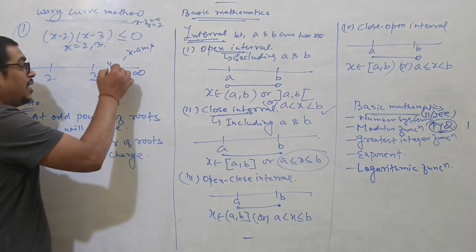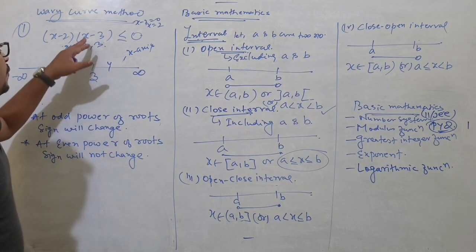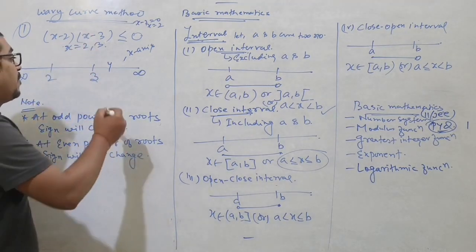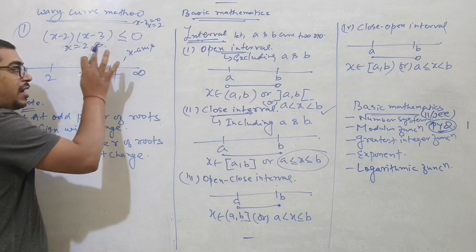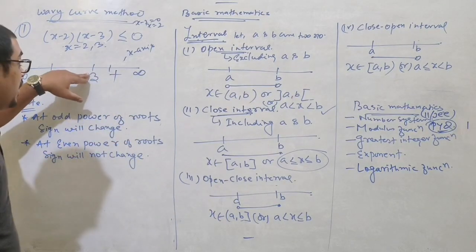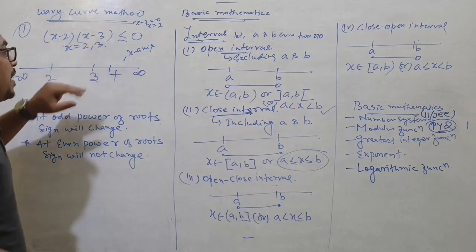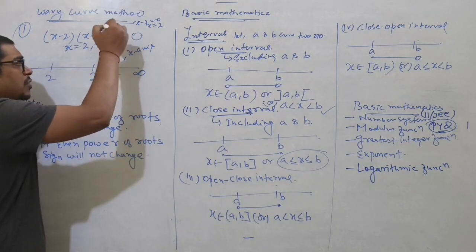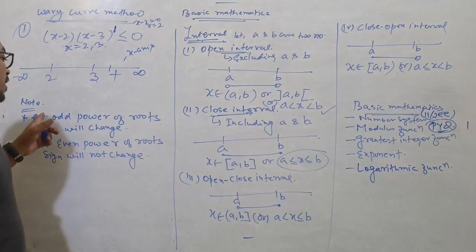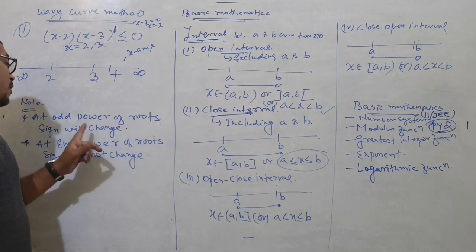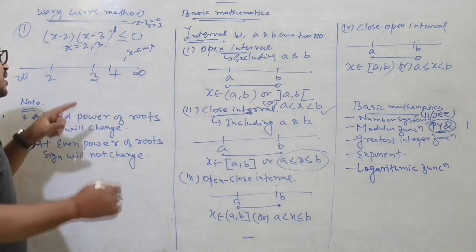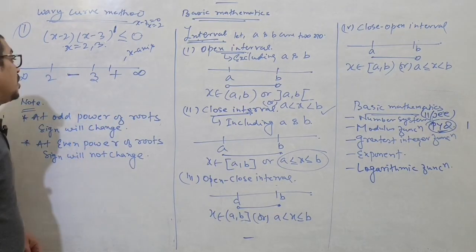So take a number more than 3, any number. You can take 4. Now 4 minus 3 is positive, 4 minus 2 is positive, positive into positive is positive. Clear? Now you can apply the sign scheme. There are 2 roots here. What is the power of the root 3? 1, an odd number. So at odd power of roots the sign will change, meaning plus changes into minus.